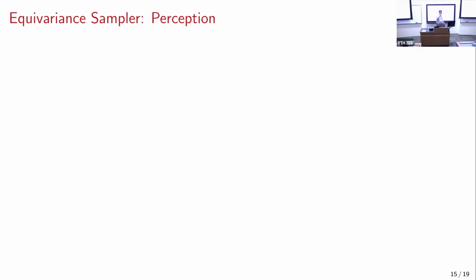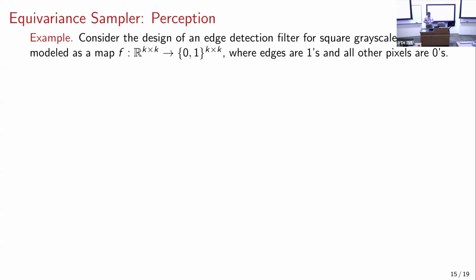Okay, in the last 3 minutes, I'm going to give you a quick sampler of what these symmetries might look like in a couple of robotics domains, and you'll hear way more about this throughout the day, right? So consider a perception task. Here I picked a really simple one, designing an edge detection filter for square grayscale images. We'll think about this as a map from this pixel space, R K by K, to this class space of edge or not edge, right?